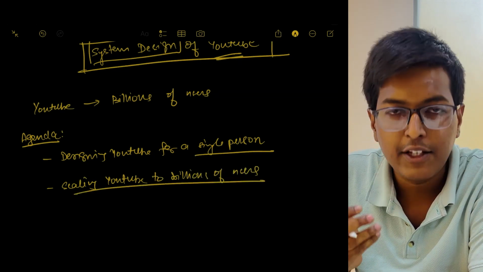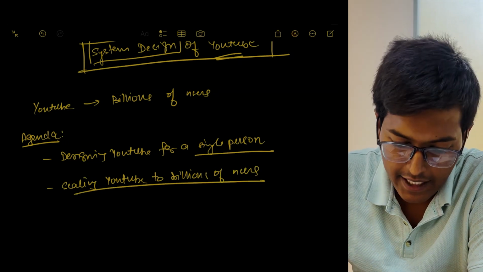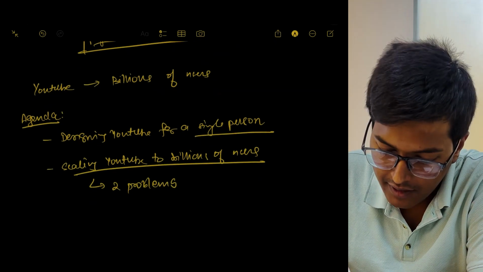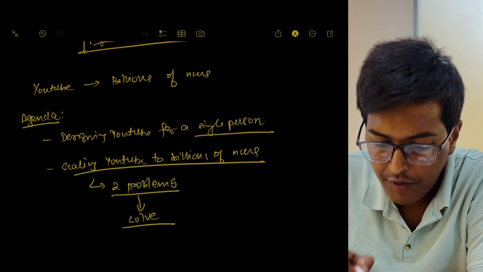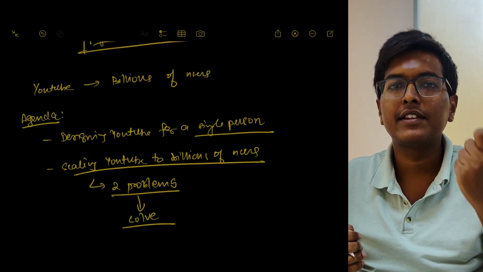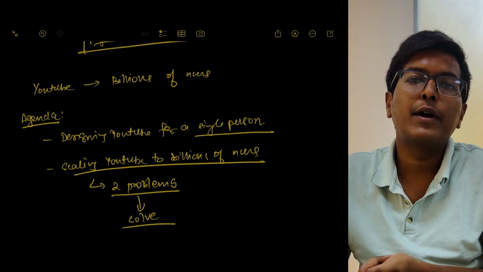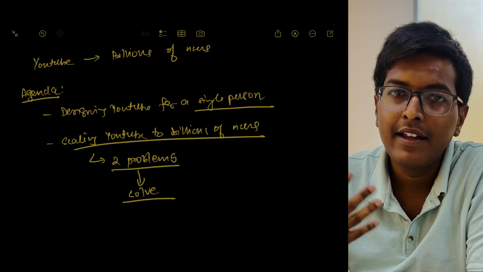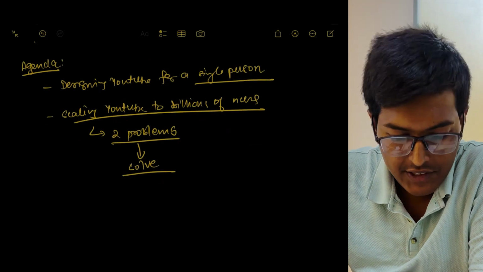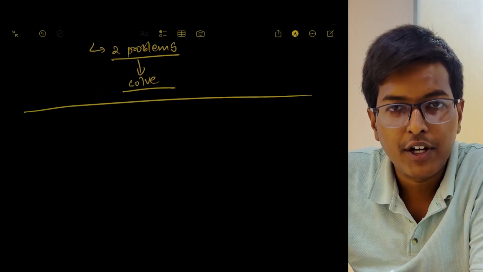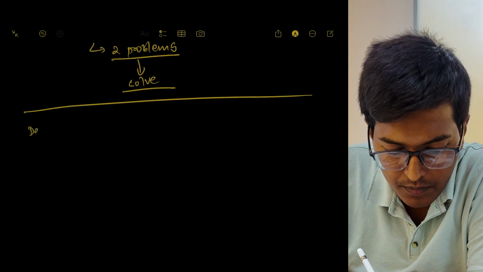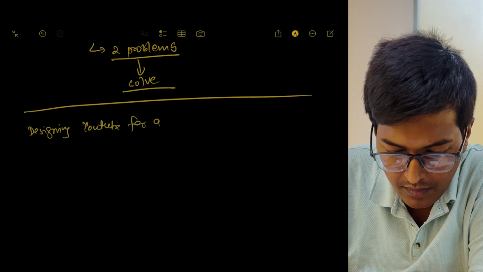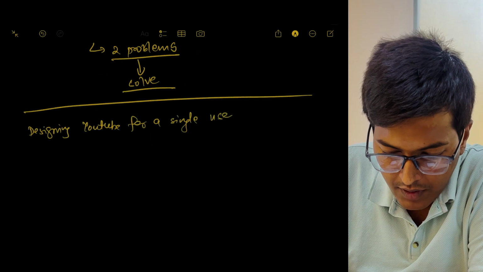As we start scaling this to billions of users, you will understand that we will majorly face two problems. And once we solve these two problems, we will be able to design a system that can scale to billions of users and be able to stream videos very, very effectively, right? So I think the agenda makes sense. With that, let's start today's lecture. So the first point is, let's start designing YouTube for a single user.